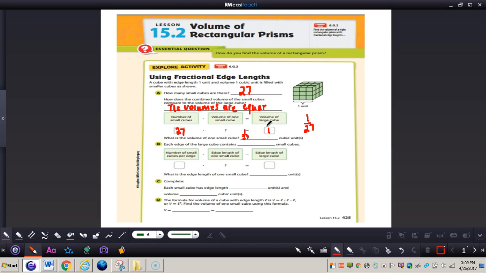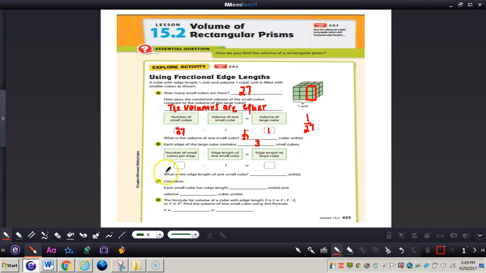Now let's take a look at letter B. It says each edge of the large cube contains how many small cubes? Now let's take a look at the edge. And we can see the edge is right here. We can see there are a total of 1, 2, 3 small cubes in an edge. So 3 total small cubes.